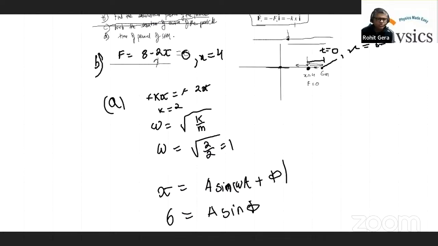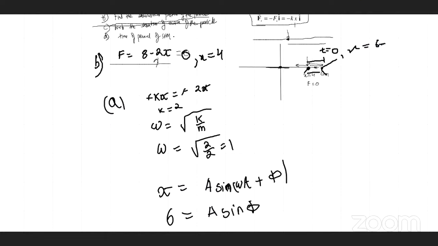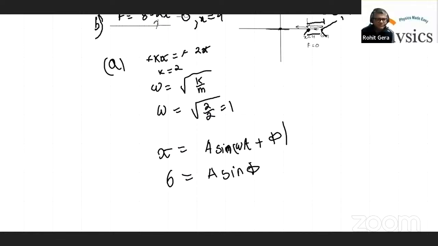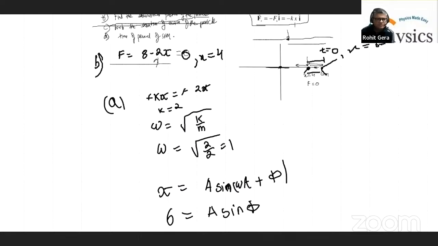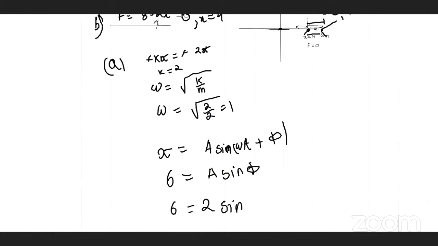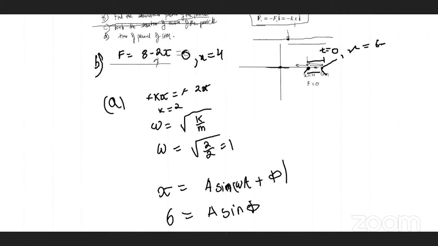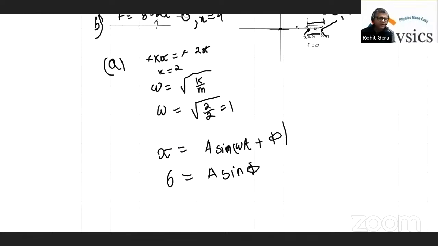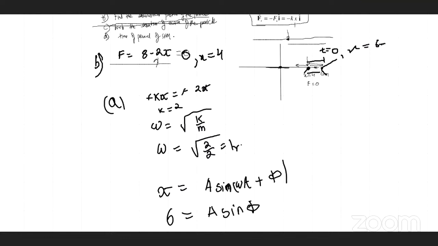A is, I think, 2. The equilibrium is at 4. You're starting from 6, so this becomes your amplitude, just 2. But sine cannot be greater than 1. If the amplitude is 2, the value of sine is coming out greater than 1, which is weird. It seems the question is wrong.